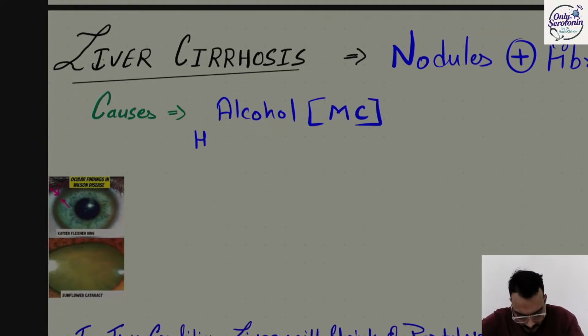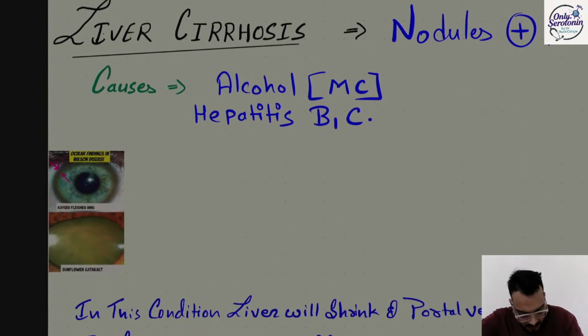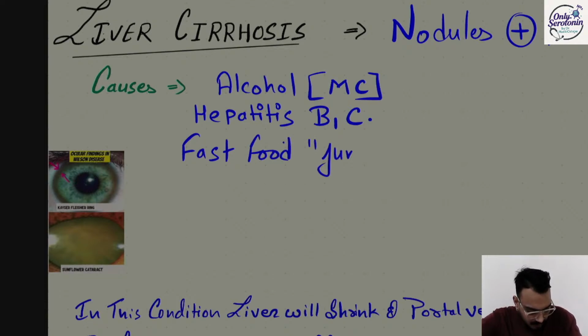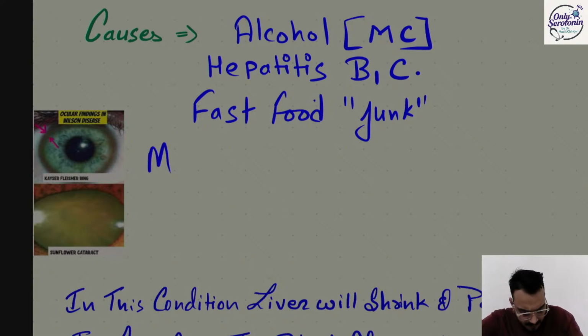Then we are having hepatitis B or hepatitis C. If the patient is non-alcoholic, then it can happen from fast food also. Junk food. Maggie is junk. Okay? Other than that, it can happen from some metabolic disorders also.